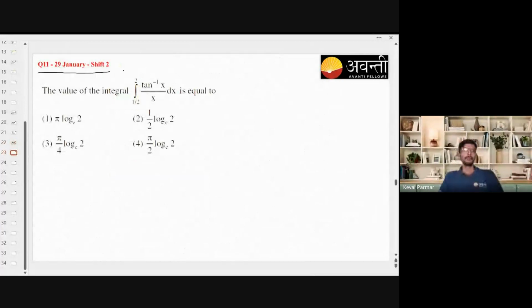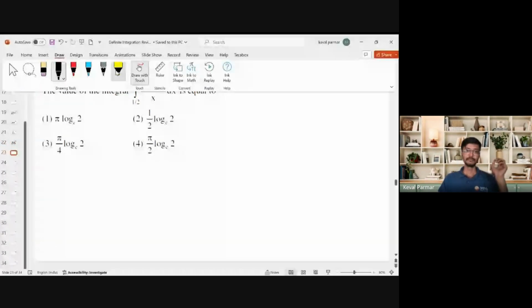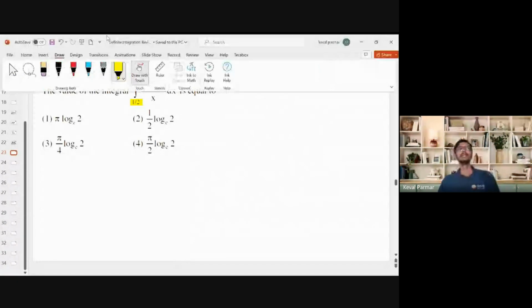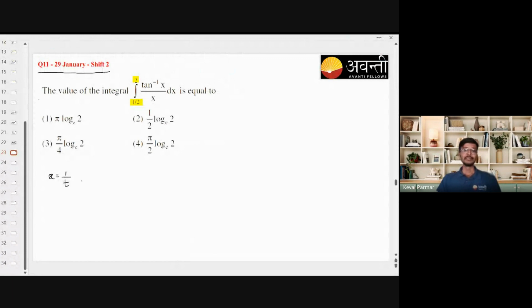What is the next question? So here. Now please remember the limits are reciprocals of each other. Please mark my words. x equals 1 by t is a very valid substitution.